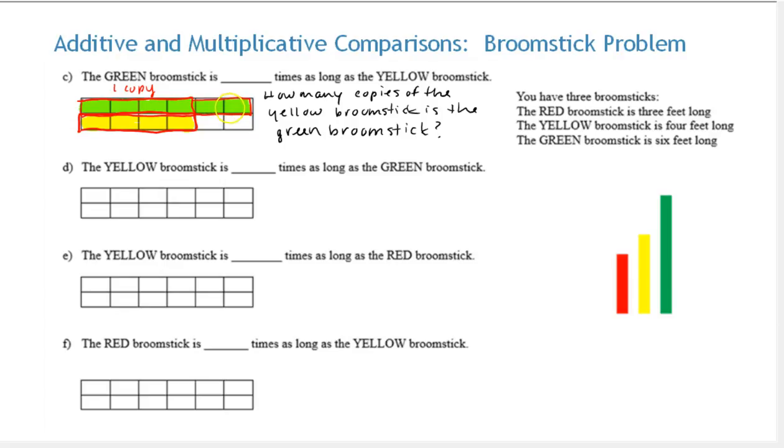Now we need to write these 2 rectangles relative to how much of a copy this is of the yellow. Now notice, if we take 2 and compare it to the yellow, that's 2 out of 4, which is 1/2 a copy. So notice this is half of this. So this piece is half a copy of the yellow broomstick. So in total, the green is 1.5 times as long as the yellow.